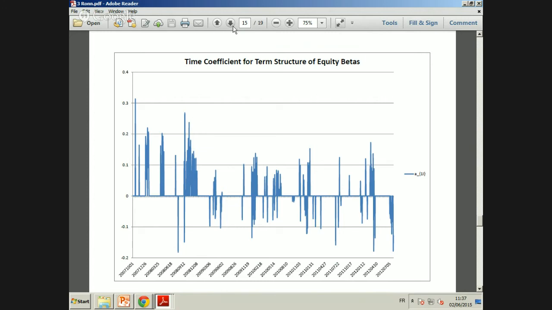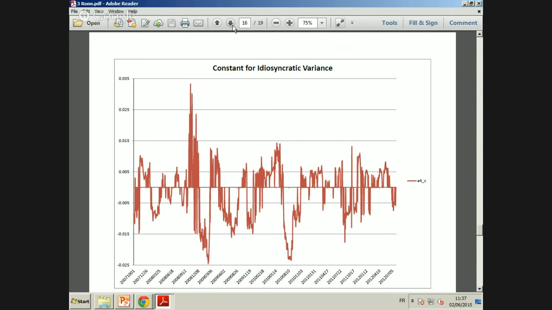Let me show you what I found interesting with respect to the idiosyncratic variance. And this sort of tells you whether the forward-looking variance on average is smaller.